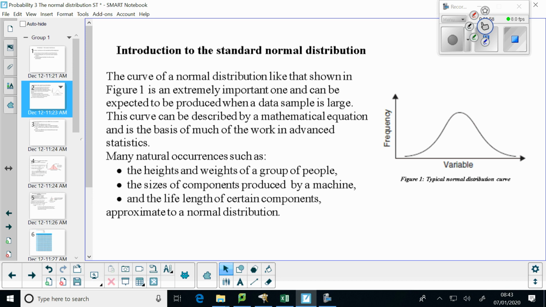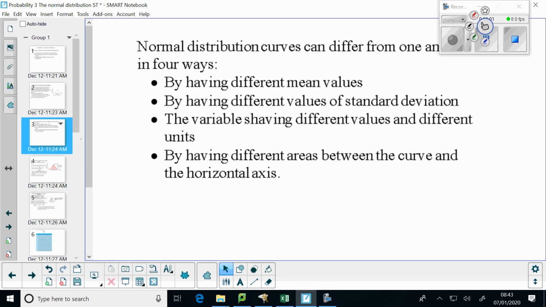Normal distribution curves can differ from one another in 4 ways. By having different mean values, by having different values of standard deviation. We've already looked at standard deviation. That's a standard amount of variance from that mean across your set of data. Okay, that should read the variables having different values and different units, and by having different areas between the curve and the horizontal axis, which we're coming on to shortly.